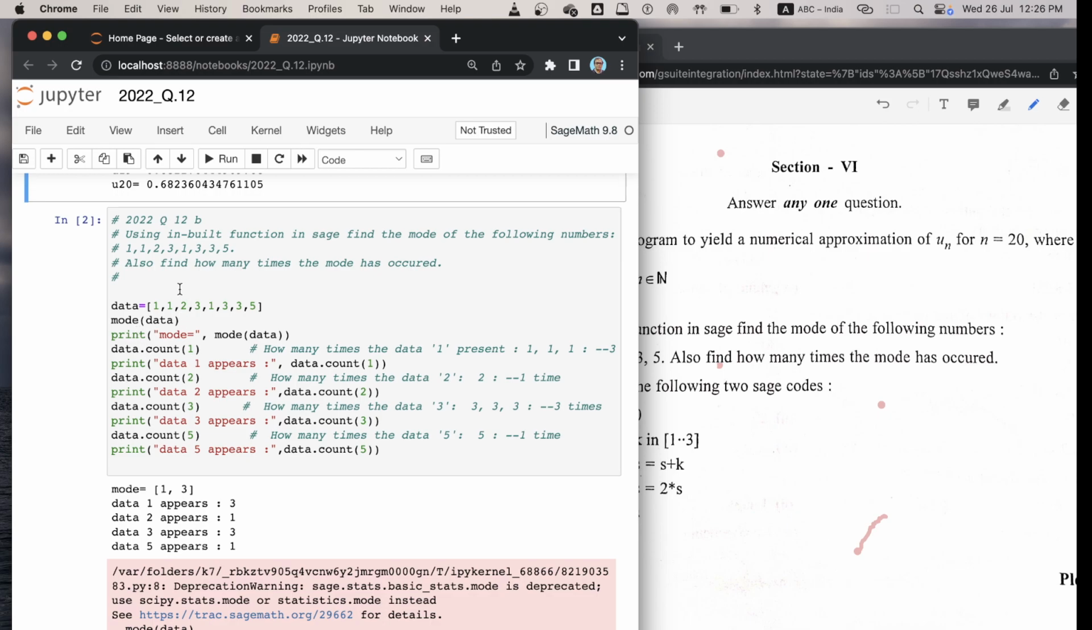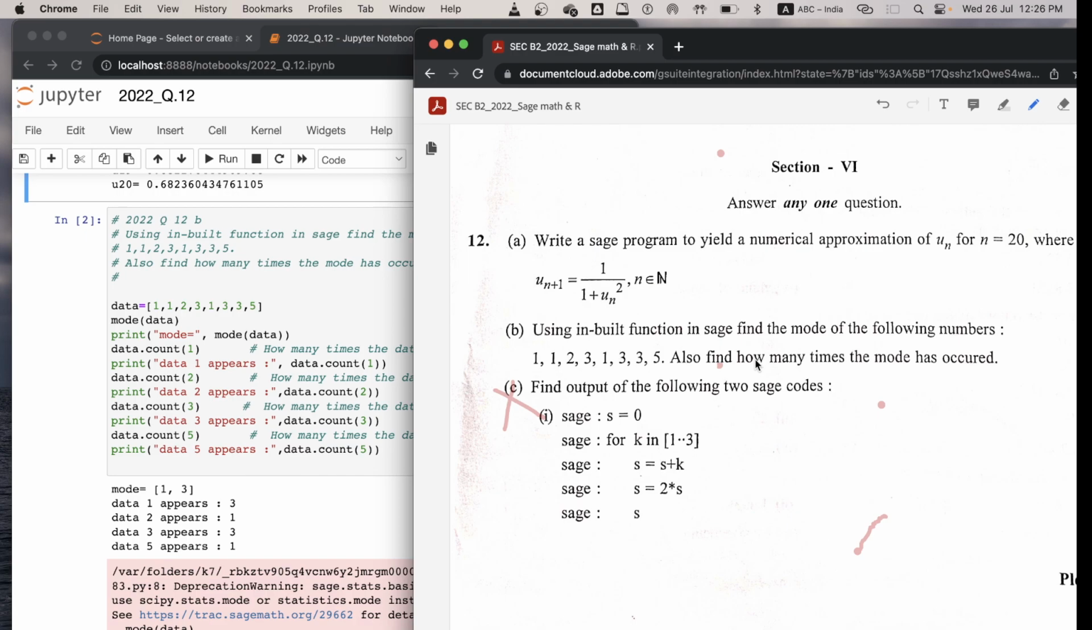This means in this data how many times the number 1 is present. So here integer 1 appears 3 times. So data 1 appears 3 times. So this command is data dot count 1. So data dot count 2 gives how many times the integer 2 appears, which is 1, and data 3 appears 3 times, data 5 appears only 1 time.